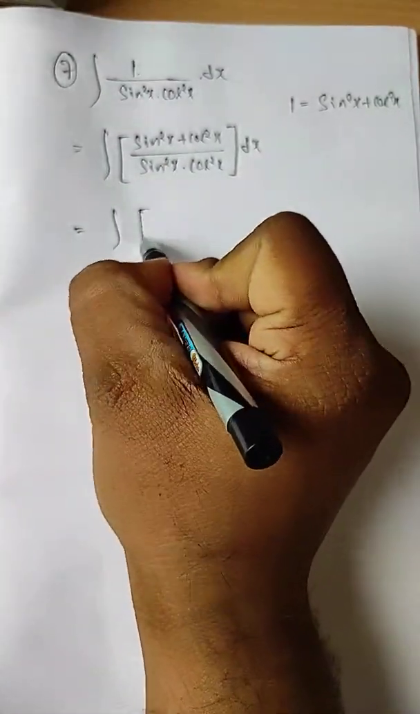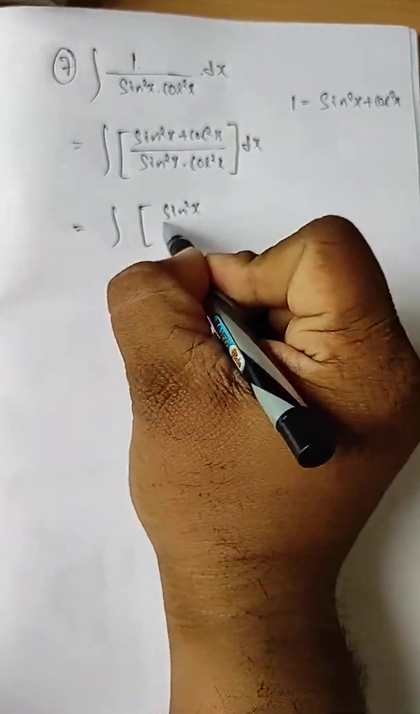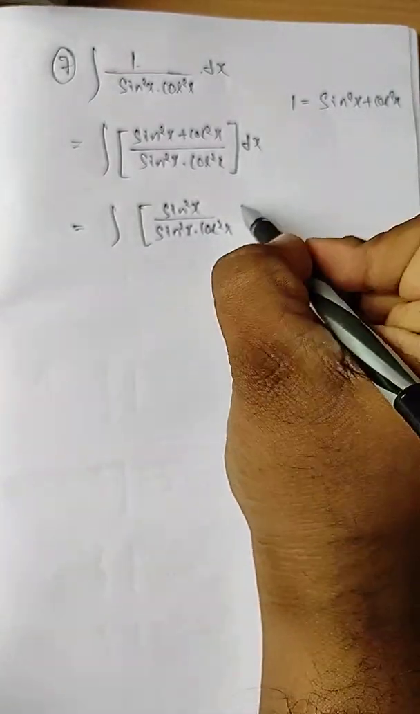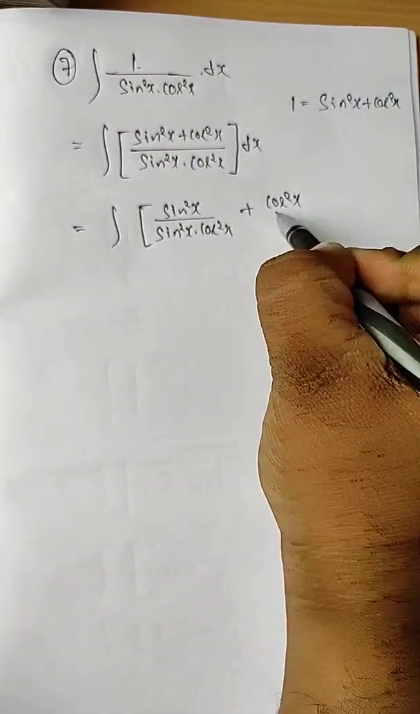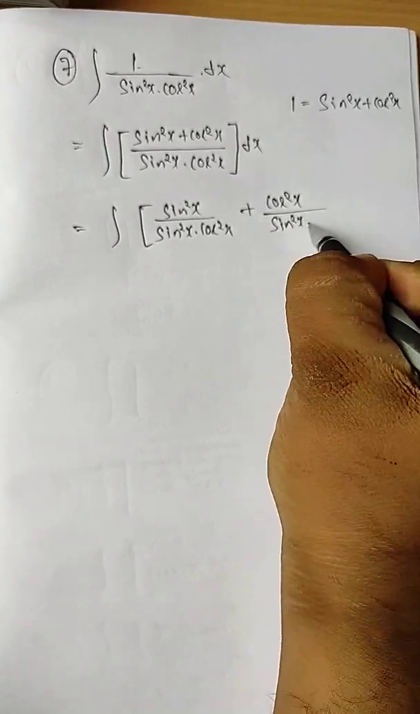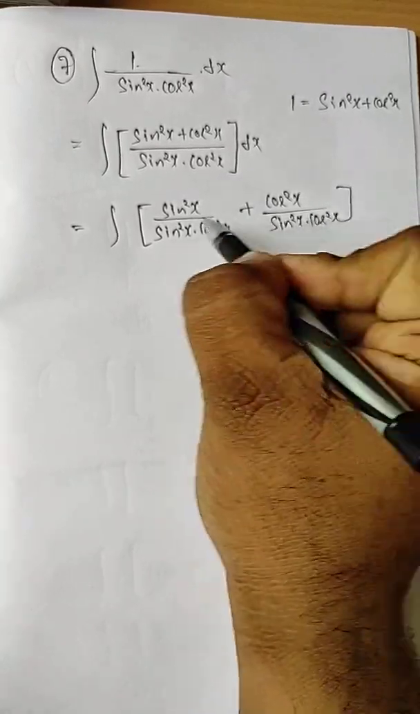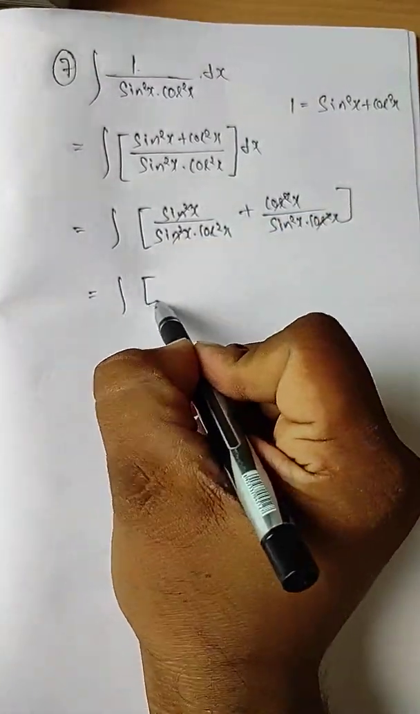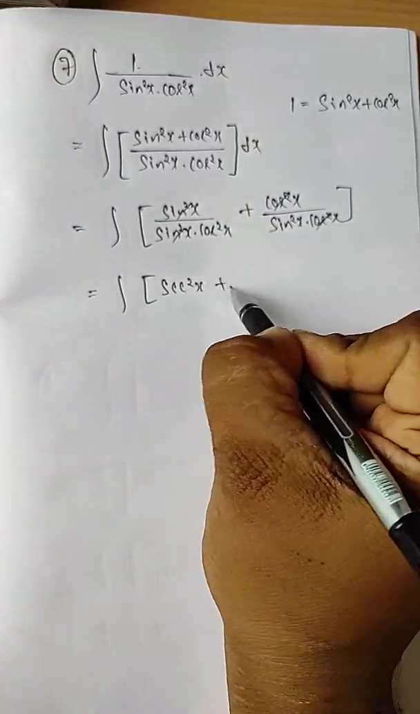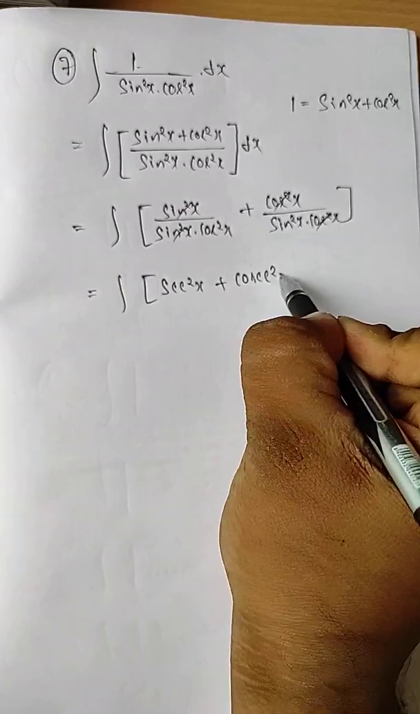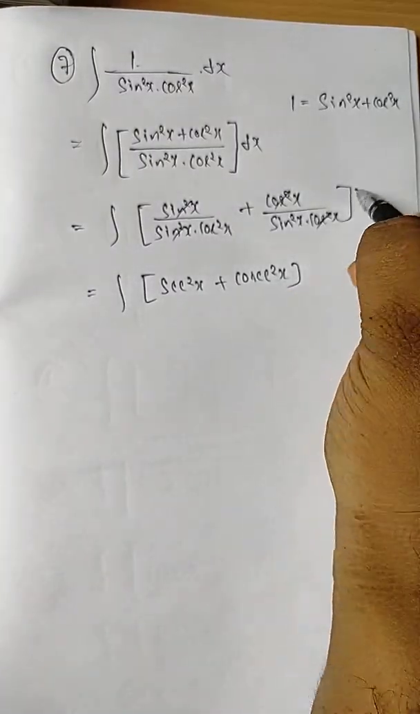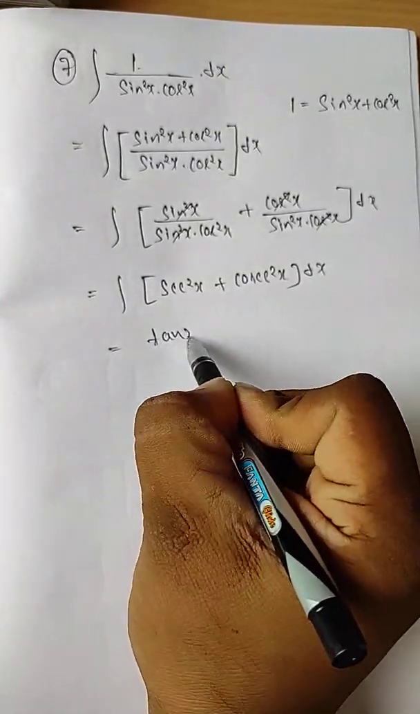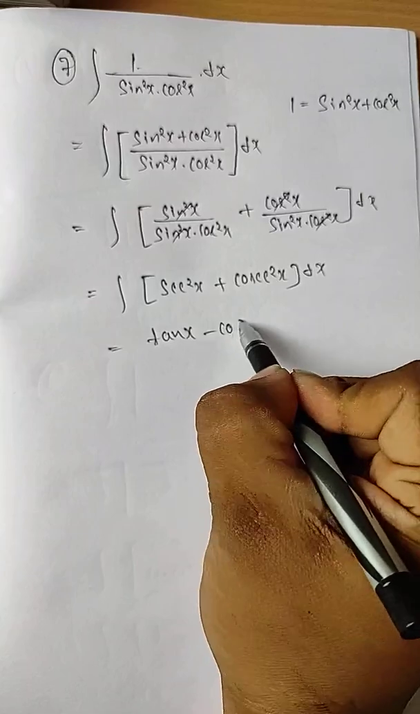Now what you want to do is divide the denominator into individual terms. So the integration of sin square x by (sin square x into cos square x) plus cos square x by (sin square x into cos square x). Sin square x cancels, cos square x cancels. 1 by cos square x, what does that mean? Secant square x, plus 1 by sin square x is cosecant square x. The integration of secant square x is tan x. The integration of cosecant square x is minus cot x plus c.